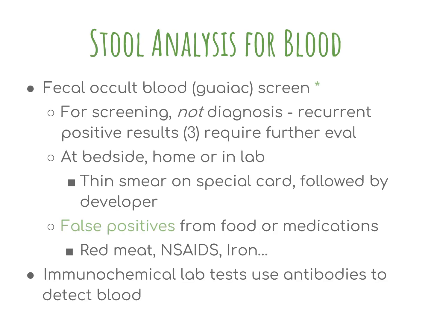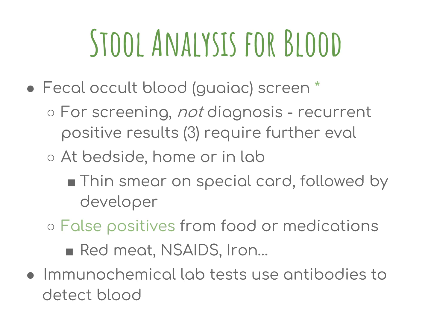A stool analysis for blood includes a fecal occult blood screen, so a guaiac screen. You need to know occult means microscopic, so not visible to the naked eye. This is for screening. It's not a diagnosis. You need 3 recurrent positive results, and then further evaluation needs to be completed. This can be done at the bedside, home, or in the lab. It's a thin smear on a special card, followed by drops from a developer.